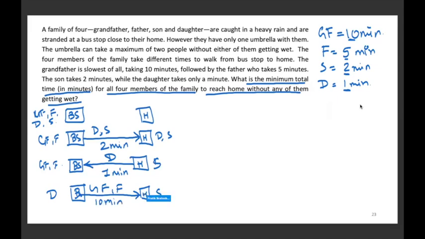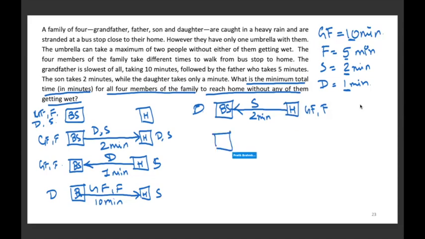Okay, from this, the grandfather now has reached home. The father has also reached home. In the next step, the son will go to the bus stop to get the daughter. Son will take 2 minutes. Now the daughter and the son are at the bus stop. So they go back home.